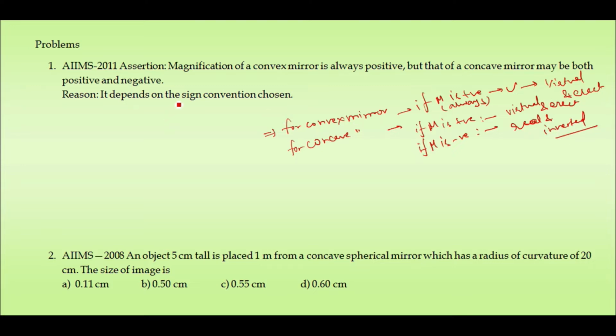So clearly the assertion is true: magnification of a convex mirror is always positive, but that of a concave mirror may be both positive or negative. However, the reason says that it depends on the sign convention chosen. So the reason is also true, but the reason is not the correct explanation of this assertion. So clearly both A and R are correct, but R is not the correct explanation of A.